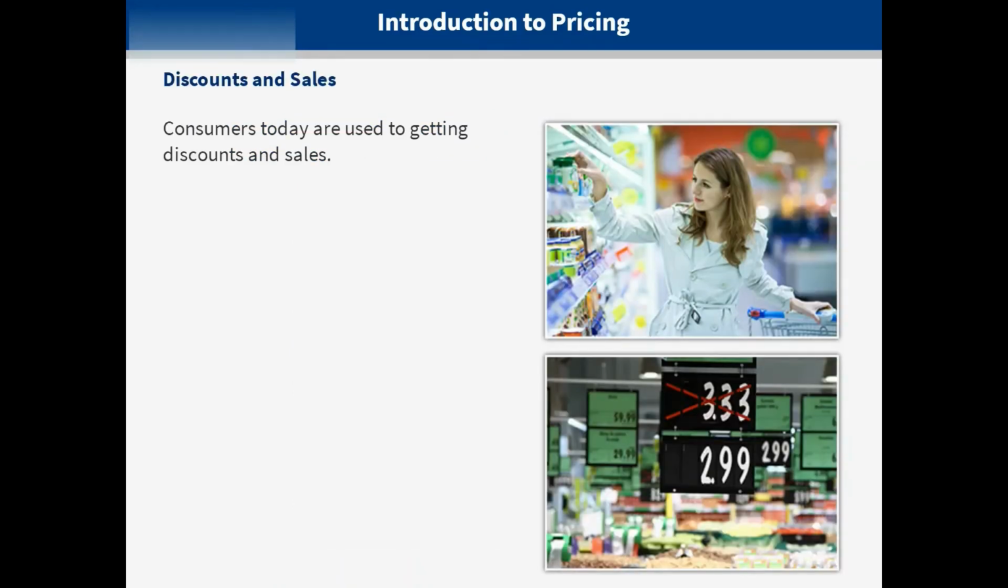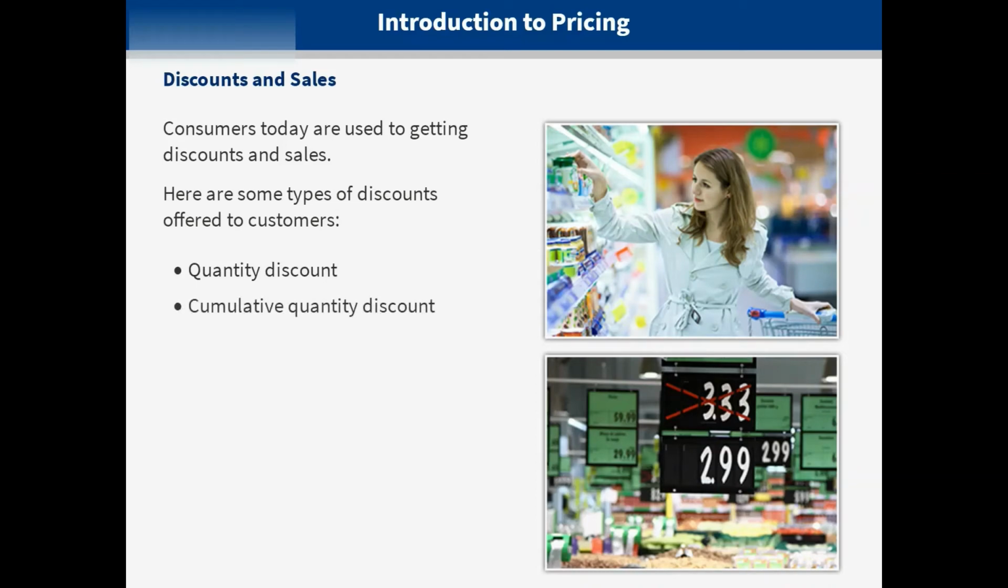Consumers today are used to discounts and sales. Most people buy in large quantities only if the product is available on sale. Most supermarkets have sales on all the time or have very small intervals between sales. Here are some types of discounts offered to customers. Quantity discount. This type of discount is offered to bulk buyers. Cumulative quantity discount. This is offered to buyers who purchase large quantities over a period of time, but do not place a large standalone order.